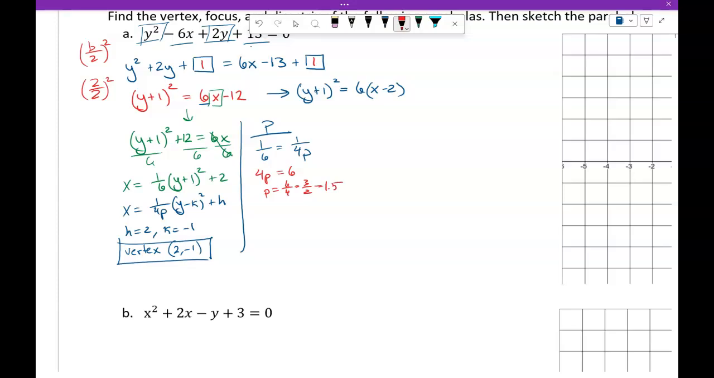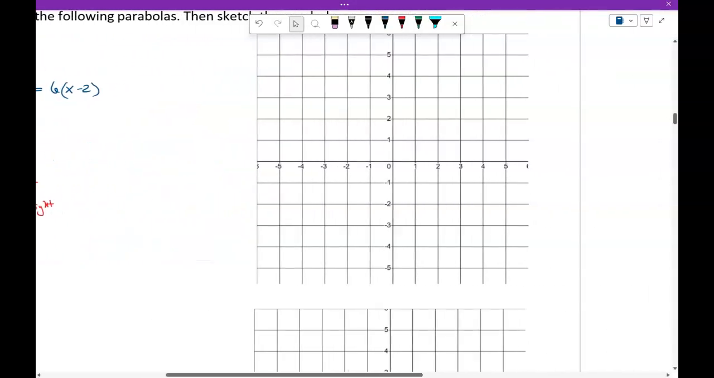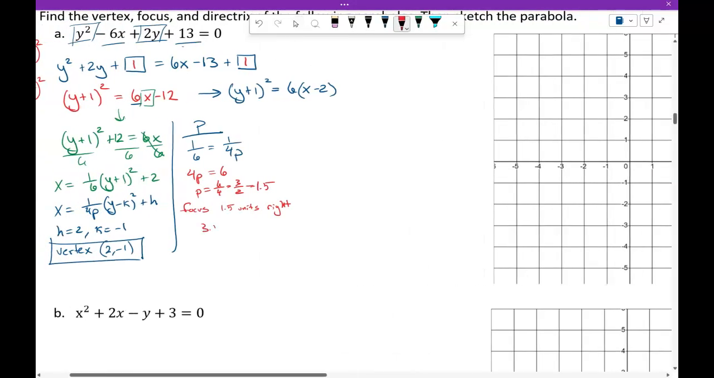So since p is 1.5, and because it's y squared, we have a horizontal axis, we know that our focus is going to be 1.5 units right of our vertex. So we started our vertex at 2, negative 1, and then we move 1.5 units to the right for our focus. And that's at the point 3.5, negative 1.